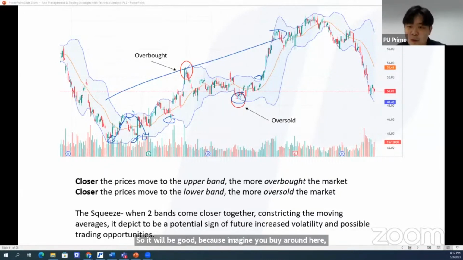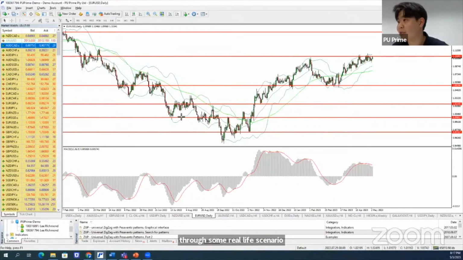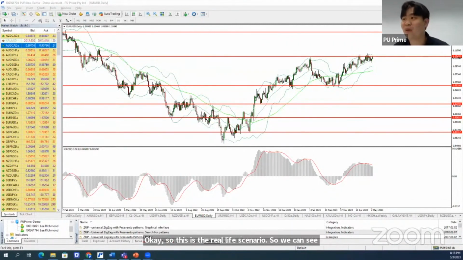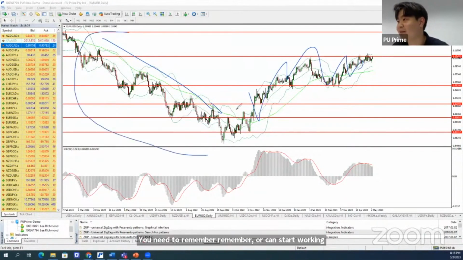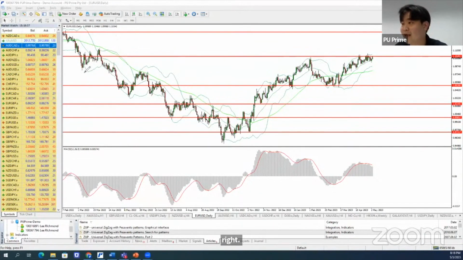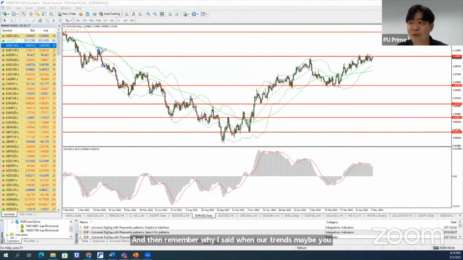Okay, later we'll go through some real life scenarios. So this is the real life scenario. You can see the overall trend, you need to remember, is a downward trend, right? Imagine we ignore here first, we focus on here first. So overall trend is downward trend. And then remember what I said, when it's a downward trend, maybe you can consider sell instead of keep buying when it reaches the lower band. So you can consider sell when it reaches the upper band.